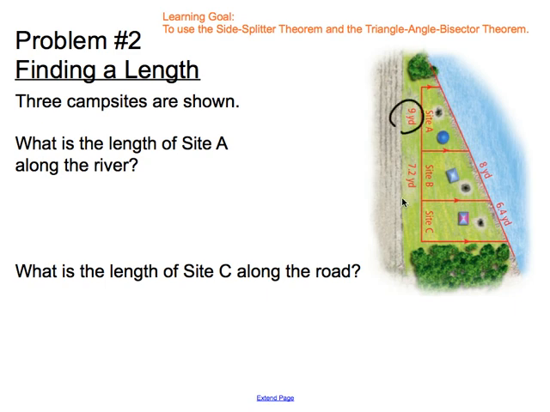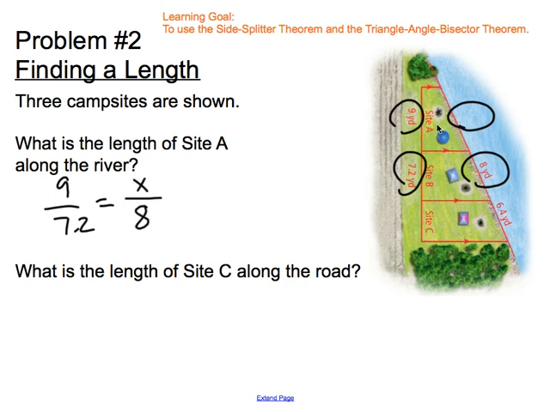We have 9 over 7.2. So 9 over 7.2 is going to equal, in this case, the missing length over 8. So I'm going to call that value x and put that over 8. So cross multiplication, we have 7.2 times x equals 9 times 8, which is 72. And dividing by 7.2, we find x equals 10. Since this is a length, we should include units, and so site A has a 10-yard frontage to the river.